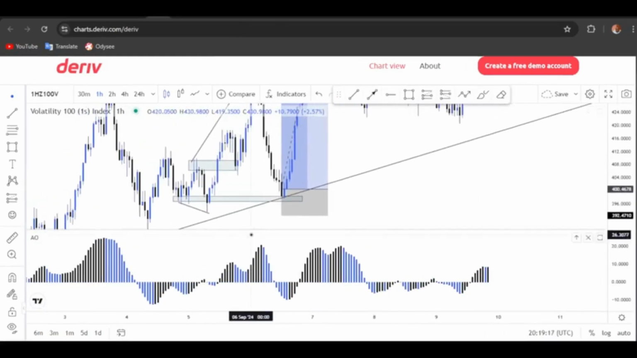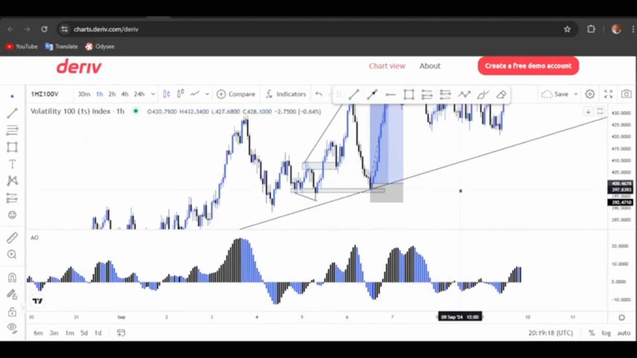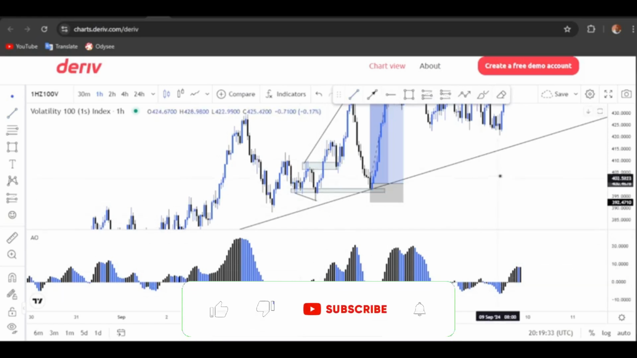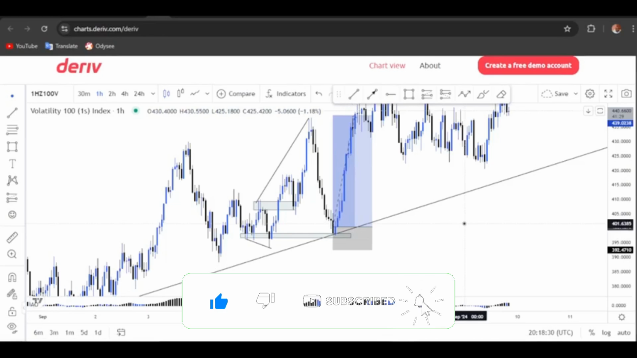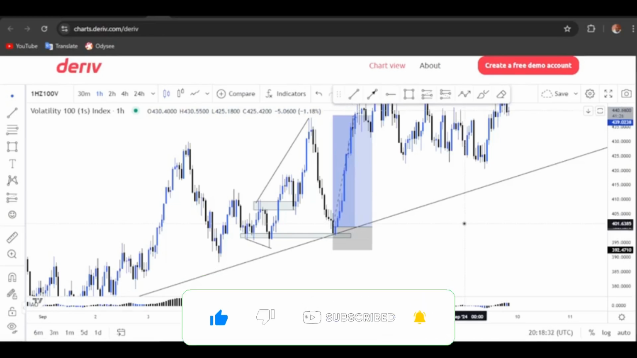You can also see that at this level, after the market gave us this lower low, the Awesome Oscillator gave us a higher low. So you see that lower low, and then you have a higher low. That is our divergence over there. This is just a first example. I will be showing you guys more examples of this.